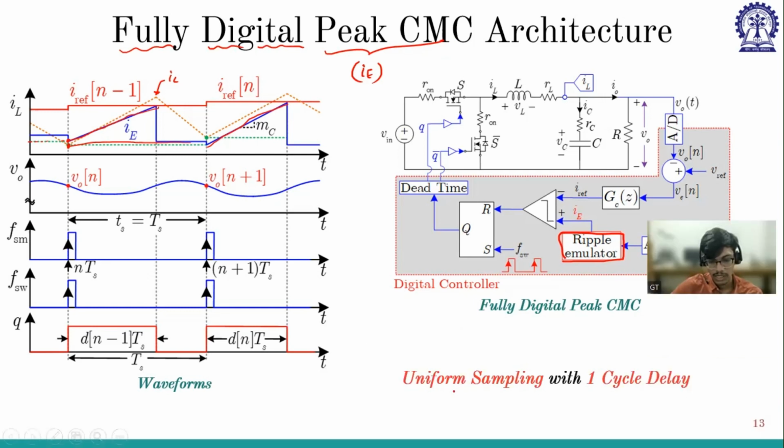Let's say this is fixed frequency, so we are considering uniform sampling, with 1 cycle delay because we have to emulate the inductor current. The ADC has to process it, right? So the ADC will have some sampling delay, and that's why we are emulating it in the next cycle, not in the present cycle. Because of this 1 cycle delay, there will be some stability issues, and we have to consider that while implementing this in hardware or simulation.